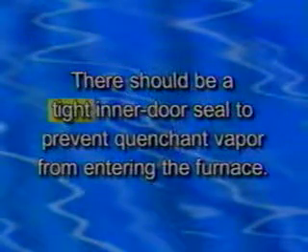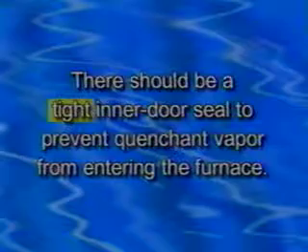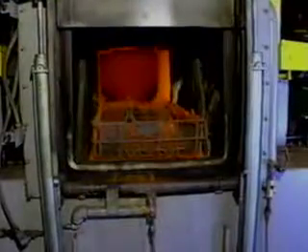There should be a tight inner door seal to prevent quenchant vapor from entering the furnace. It is recommended that a slight positive pressure in the furnace be provided during the transfer of the load into the quench chamber and during the quench. The agitators must always be on when the inner door is open to minimize vapor buildup in the quench chamber. This is especially important when polymer quenchants are used.